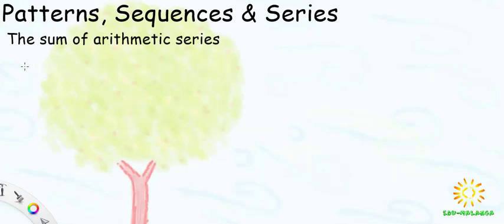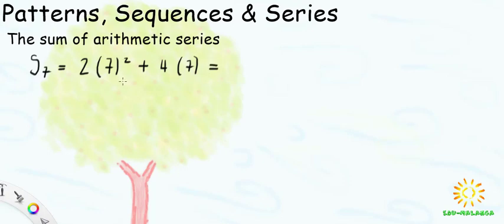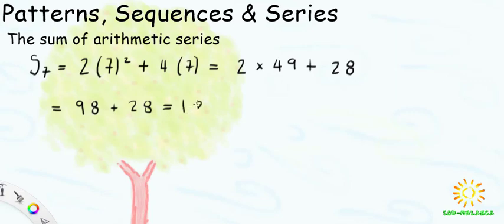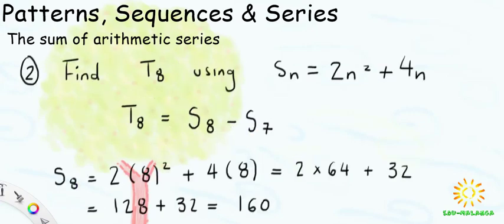Let's find the sum of the first 7 terms. S7 is going to equal 2 times 7 squared plus 4 times 7. 7 squared is equal to 49, so you'll have 2 times 49 plus 4 times 7, that's equal to 28. And 2 times 49 is equal to 98, plus 28, and that's equal to 126. So to find the 8th term, T8, we're going to say it's equal to 160 minus 126, and that's equal to 34. So the answer to the second question is that T8 is equal to 34.